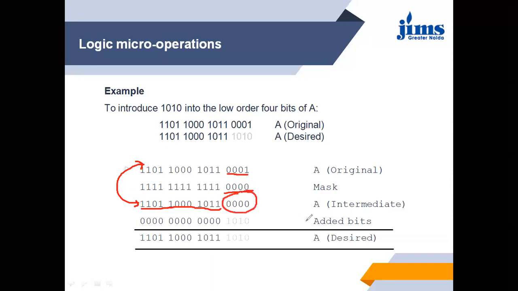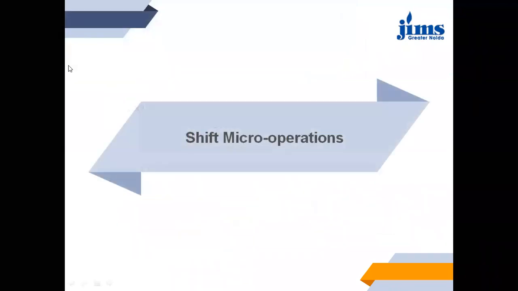Now we will add the desired output, 1010, so the result will be 1010. So this is the way that when we want some specific pattern, we will use 2 operations, masking as well as ORing. By this way we can find the desired value in the output register.